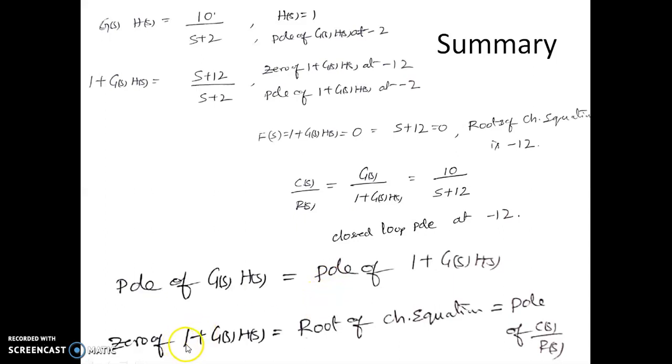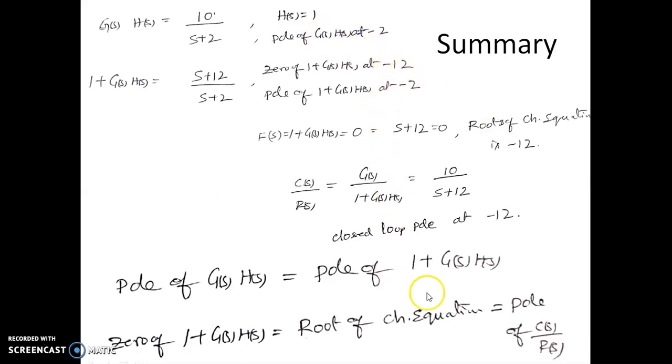Next is the zero of 1 plus G(s)H(s). This is simply 1 plus G(s)H(s), not equal to 0 here; this is not the characteristic equation. See the zero position: the zero of 1 plus G(s)H(s), in this case minus 12, is equal to the root of the characteristic equation. This is the characteristic equation, and you can see the root is minus 12. The zero of 1 plus G(s)H(s) is also minus 12. So these two are the same. That's what the meaning is.